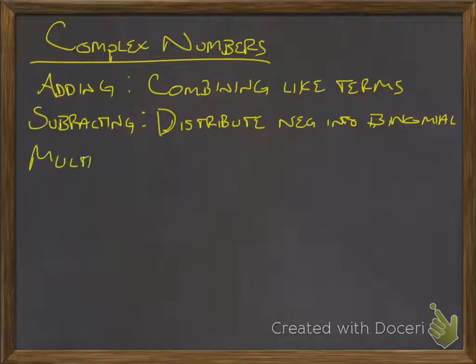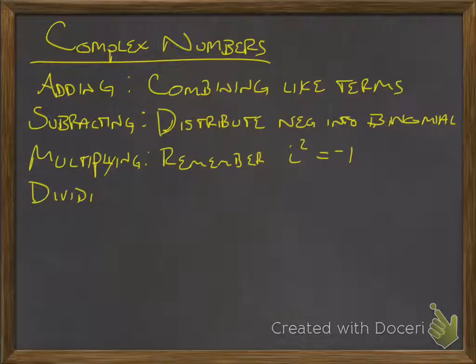Multiplying, you multiply just like you would multiply binomials, and that's the case for a lot of these. A lot of these rules are very similar to regular variables. So you do the FOIL, distribute twice, but remember, when you get an i squared, it is equal to -1.